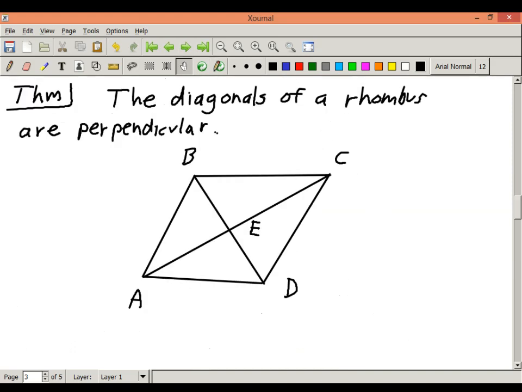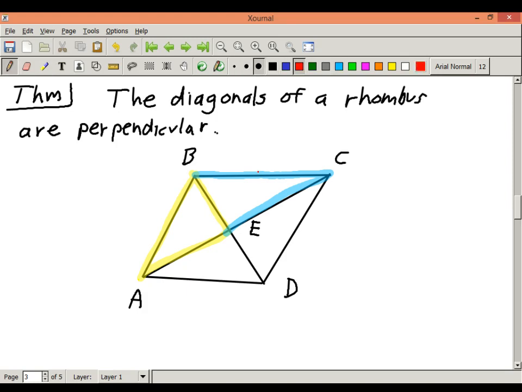Okay, so our second theorem about rhombuses is that the diagonals of a rhombus are perpendicular. To prove the diagonals are perpendicular, I'm going to look at two triangles: this triangle, BEA, and then triangle BCE. So we're going to prove those two triangles congruent.